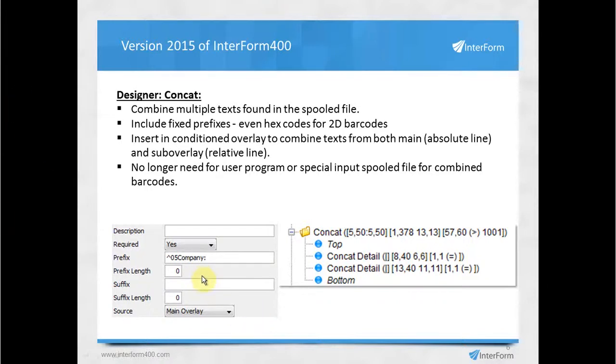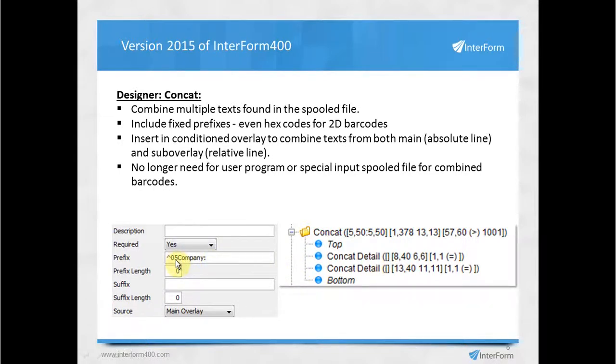And if we say that for this concat the field is required, then the complete barcode or complete text will not be generated. If we say that it's no, then just this element of the prefix or suffix and the spoof file data will not be included in the resulting barcode or text.